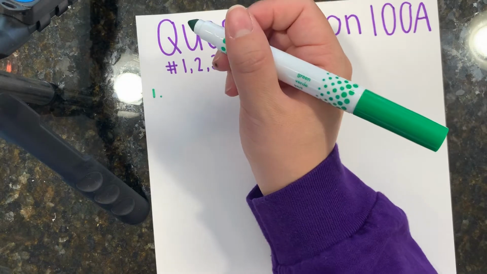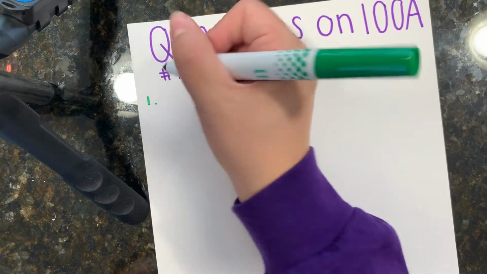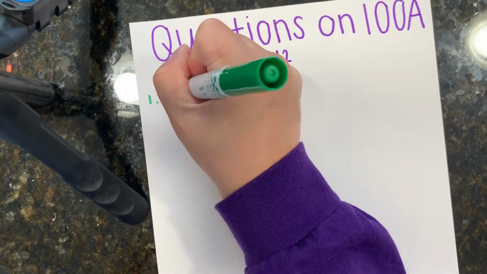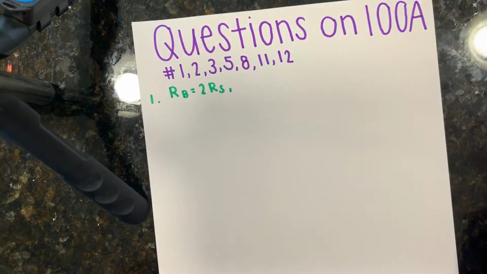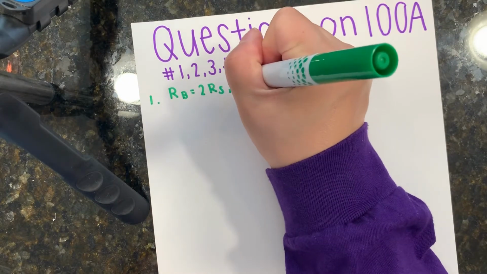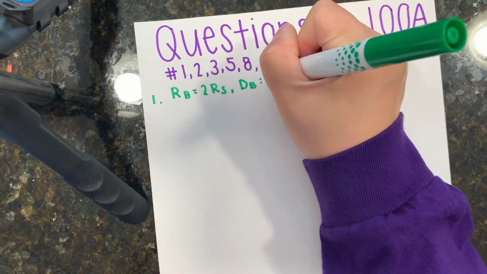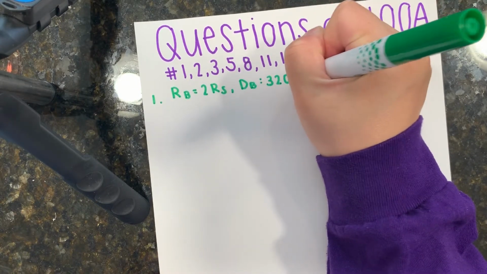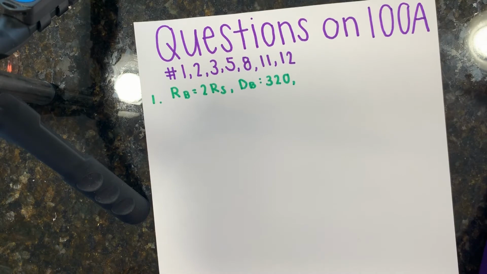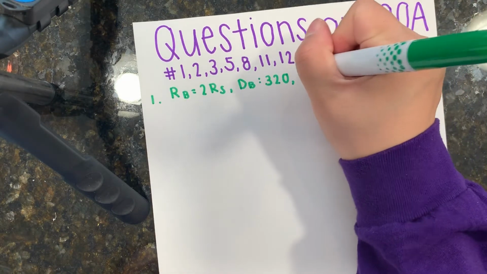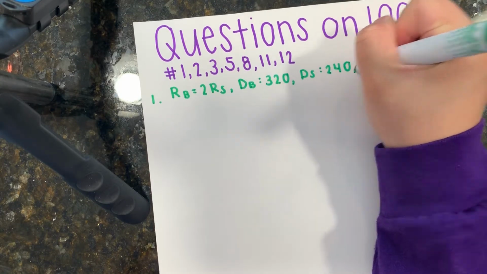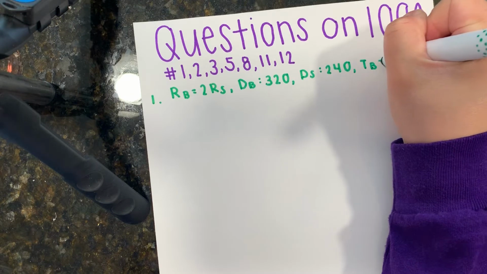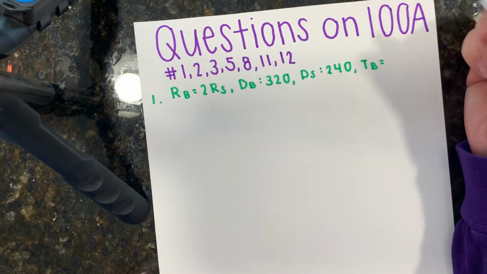So first off, it says that Bickford traveled twice as fast as Sean. So that means the rate of Bickford is going to be twice the rate of Sean. Then I have Bickford could travel 320 miles, so the distance of Bickford is 320 miles. It says in 2 hours less than it took Sean, so the distance of Sean is going to be 240. And the time of Bickford is going to be 2 hours less than the time of Sean.